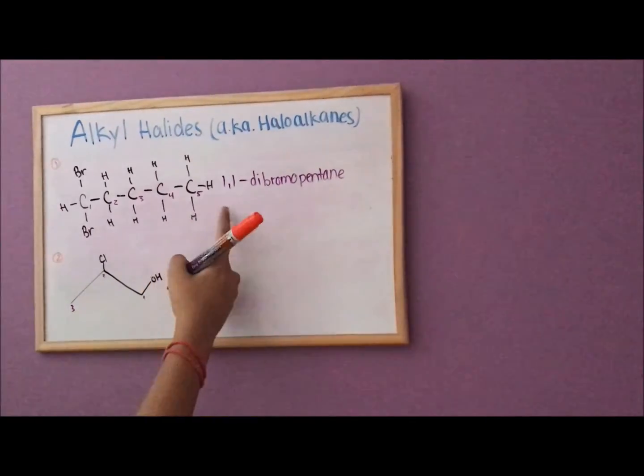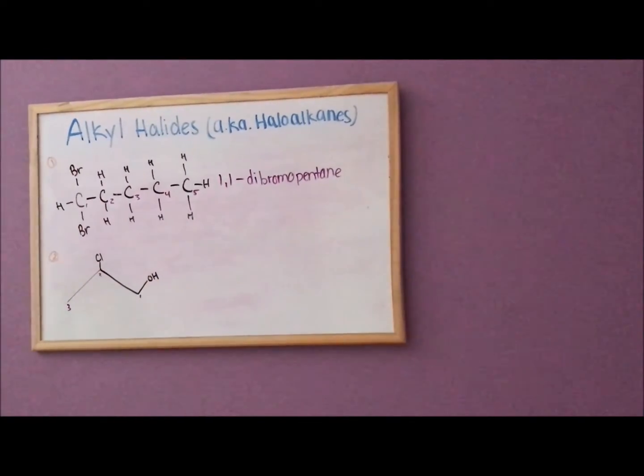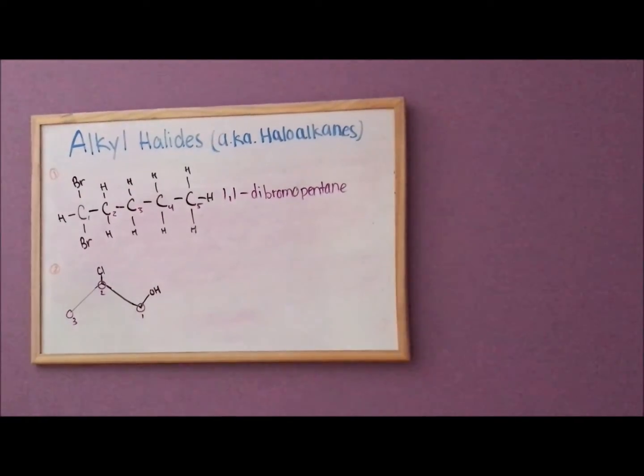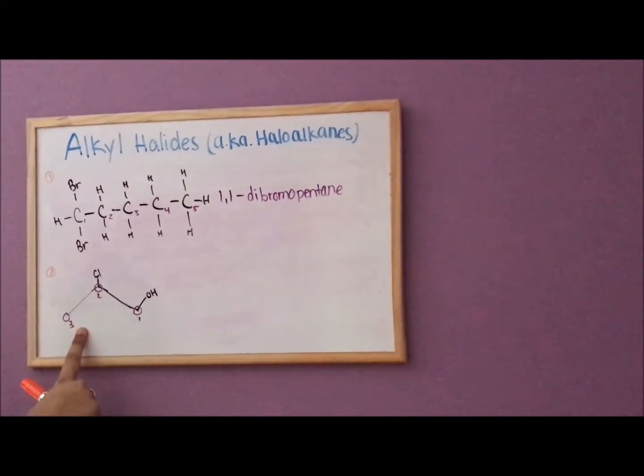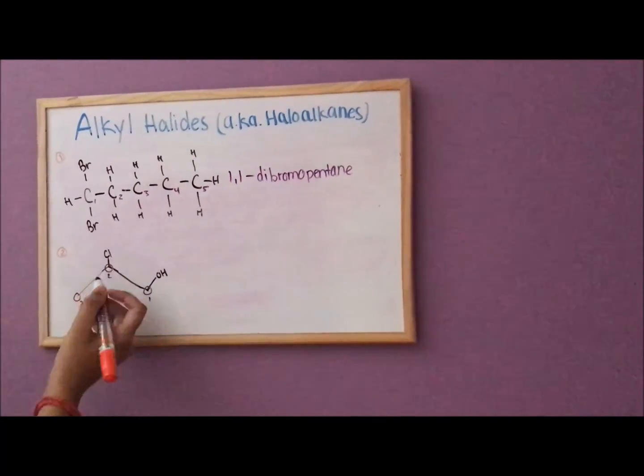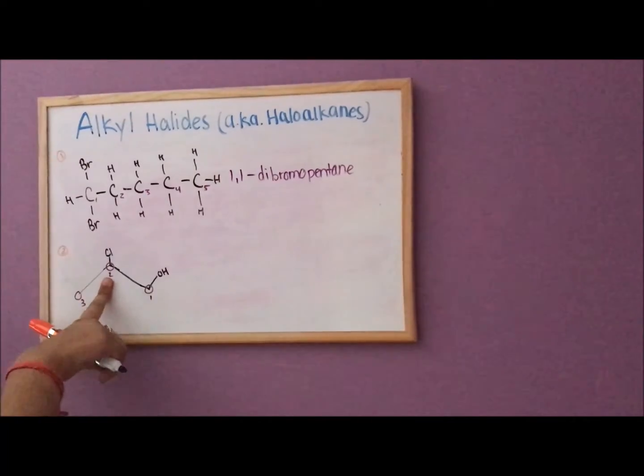So the first compound is 1,1-dibromopentane. In our second compound, we're also going to first identify our parent chain, which is here. So it's 1, 2, and 3 carbons. And so basically what we're going to do is identify where our chlorine is. It's on the 2nd carbon.